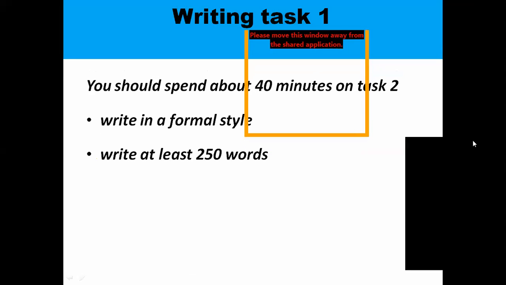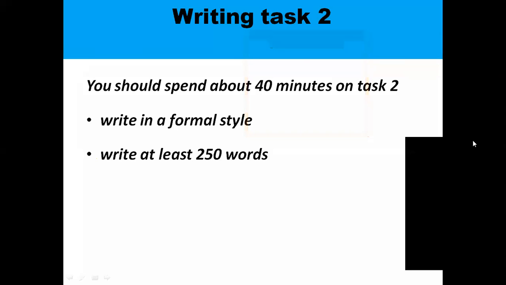Now let us move on to task 2. Task 2 is for 40 minutes, and everything you write should not be informal at all, because you are going to write either for the purpose of a job, which is the general module, or for the purpose of getting a university seat, which is the academic module. Anything should be in a formal style. Never write anything in informal style.